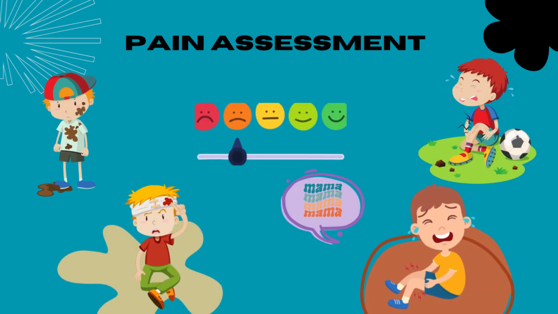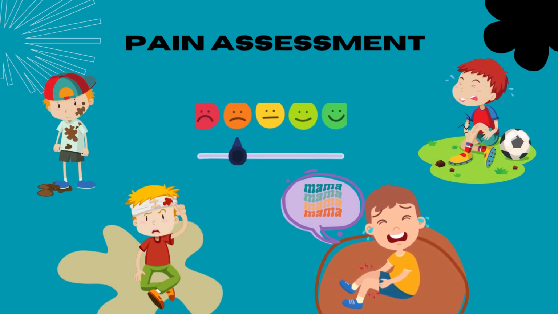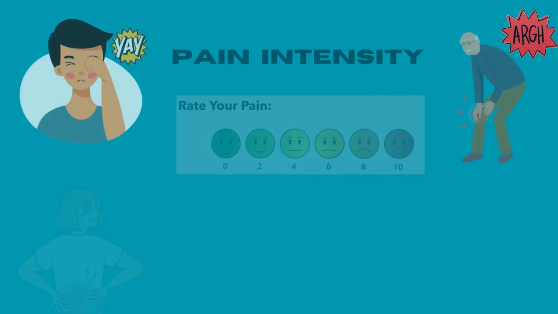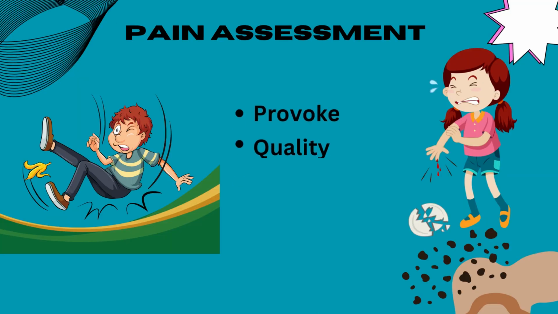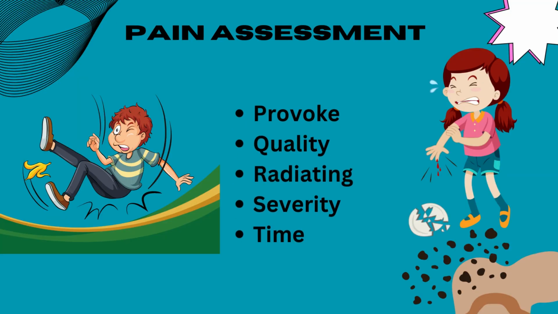If they are complaining of pain, we do a quick pain assessment. If the patient is experiencing pain, ask about the location, intensity on a scale from 1 to 10, and any factors that make the pain better or worse. We can use the PQRST acronym: provoke, quality, radiating, severity, and time.